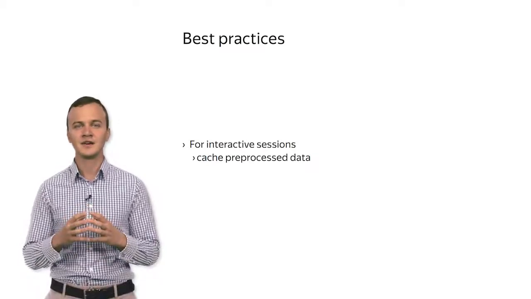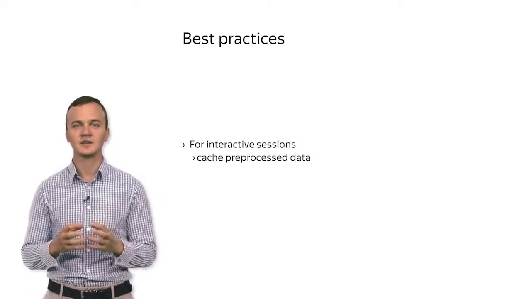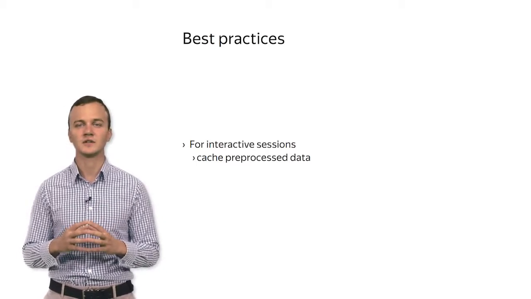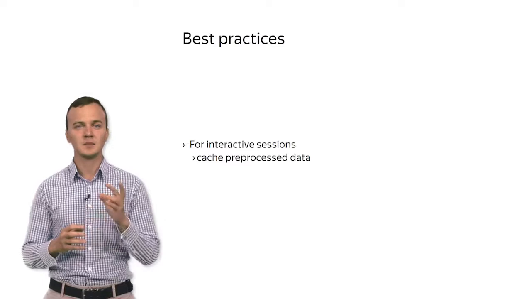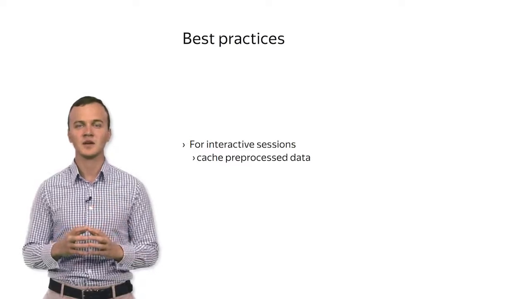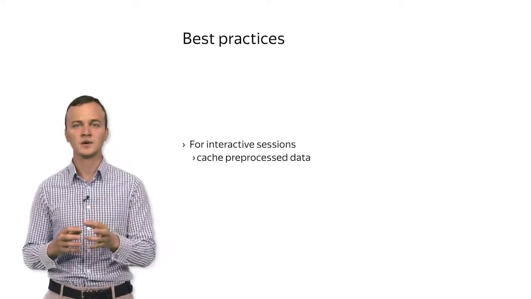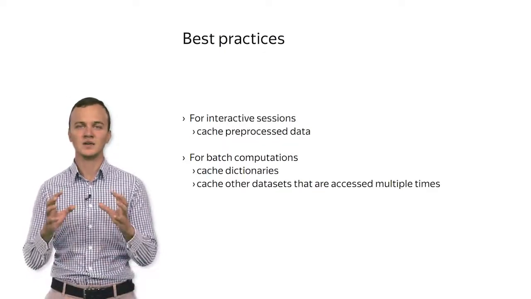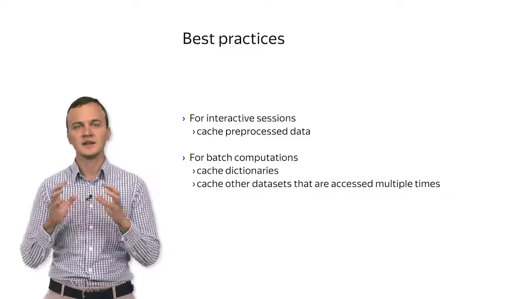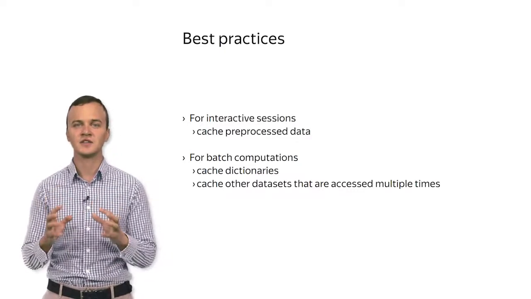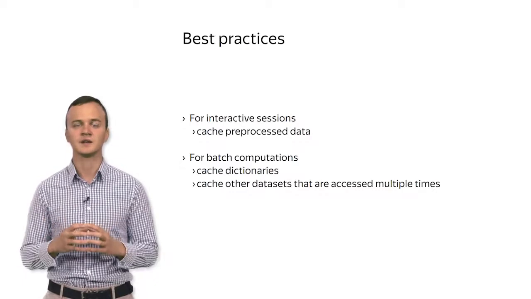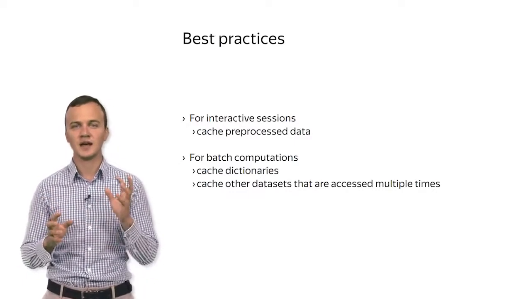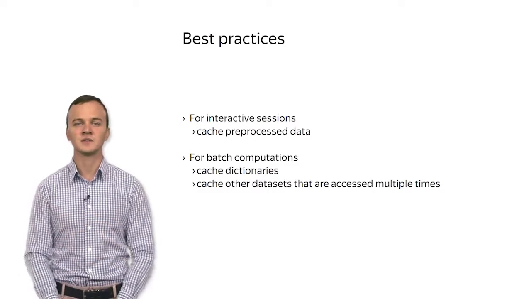When running an interactive shell, it is a good idea to cache your dataset after you've done all the necessary preprocessing. That way, by keeping your working set in the memory, you would get a more responsive experience. When running a batch computation, it is a good idea to cache dictionaries that you join with your data. Joined dictionaries are often reshuffled, so it would be helpful to speed up their read times.